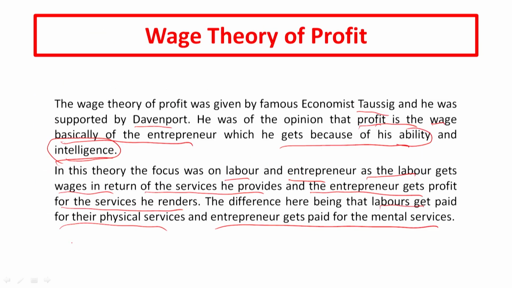Then we talked about the wage theory, which was given by Taussig. Here we tried to connect wages and profit. As the labor gets wages, in the same way the entrepreneur gets wages for the services he renders. The labor provides physical services. On the other hand, the entrepreneur provides mental services for the firm.